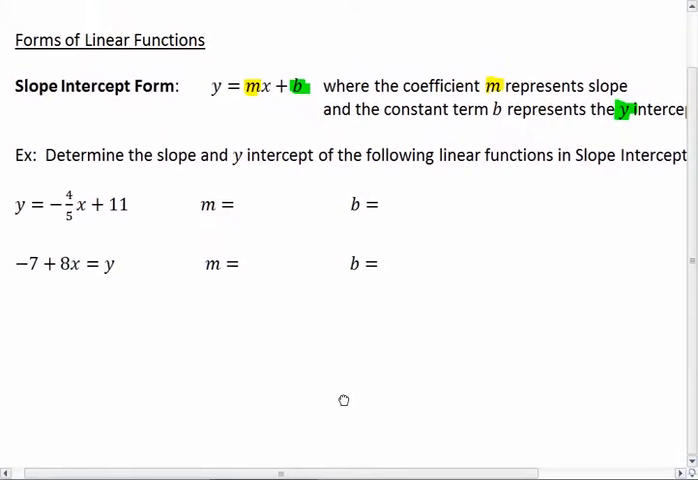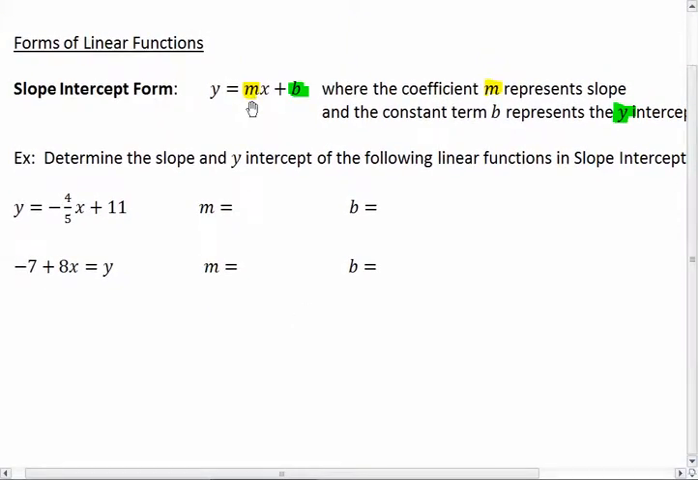The nice thing about the slope-intercept form is that the coefficient on the x is always your slope, and your constant term is always your y-intercept. So let's take a look at these. What's the slope for this first example? Negative 4 over 5. What's the y-intercept? 11. What's the slope for this next one? And what's the y-intercept? Perfect.